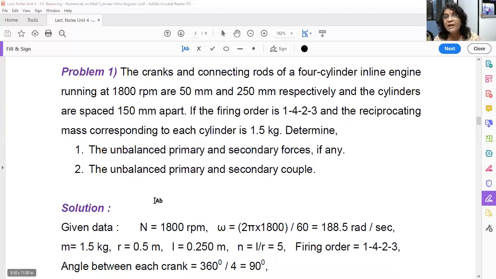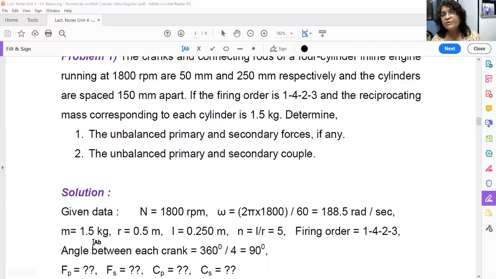Then see, one thing is there in reciprocating engine problem. All the cylinders are same. That means they are having same mass, same radius of crank, same length of connecting rod. That means same n. In majority of the problems it is like this. So m is 1.5 kg. Then r is radius of crank, which is 0.05 meter. The length of the connecting rod is given, that is 0.25 meter. We can find out n, that is obliquity ratio, L upon r. So that is 250 upon 50, that is 5.